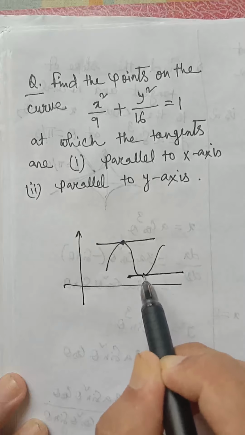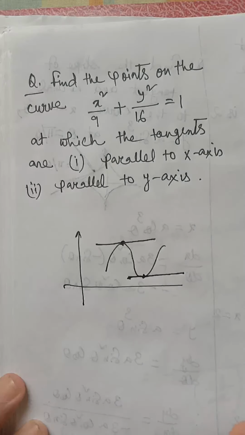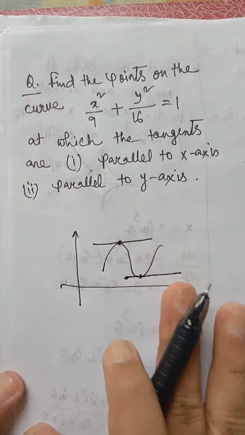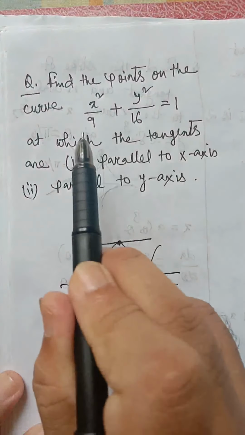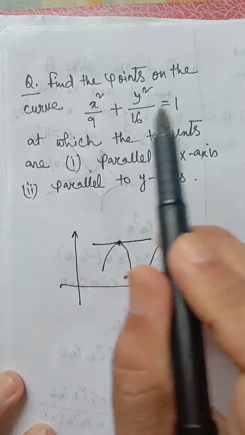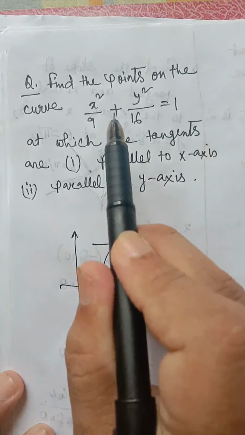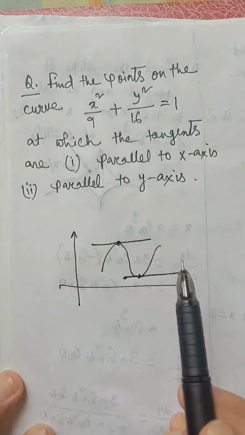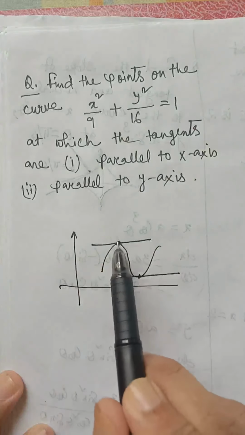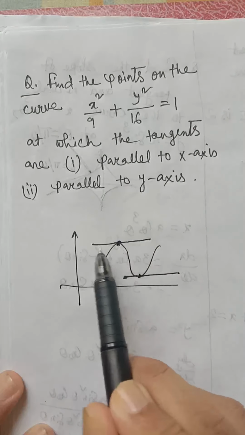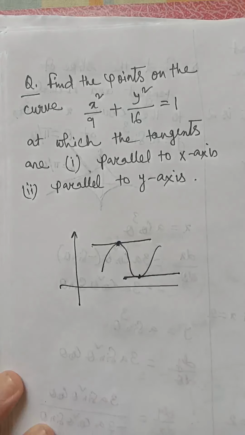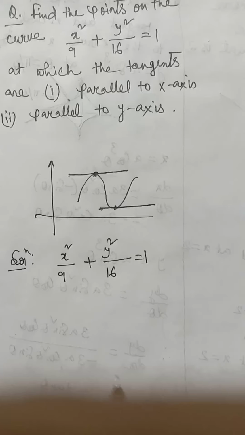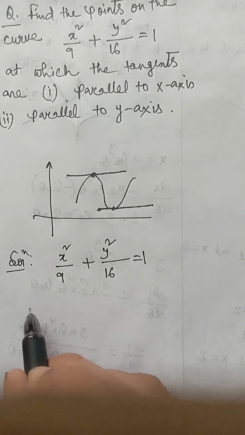So at this point also, the value of dy by dx is equal to 0. So in this question we have to find the points on this curve where dy by dx is equal to 0. We know at any point where the tangent drawn to the curve is parallel to the x-axis, the value of dy by dx is equal to 0. So let us start with the given equation.